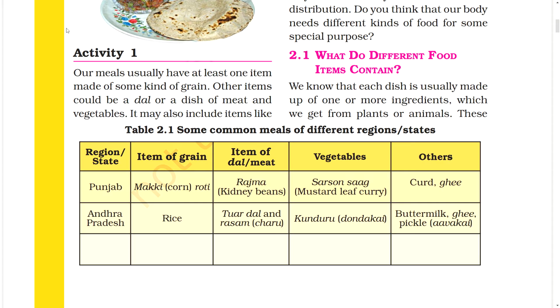2.1 What do different food items contain? We know that each dish is usually made up of one or more ingredients which we get from plants or animals. This table shows some common meals of different regions or states. Region or state, item of grain, item of dal or meat, vegetables, others. Punjab: makki, corn roti, rajma, kidney beans, sarson saag, mustard leaf curry, curd, ghee. Andhra Pradesh: rice, tur dal and rasam, charu, kunduru, dondakai, buttermilk, ghee, pickle, avarkai.